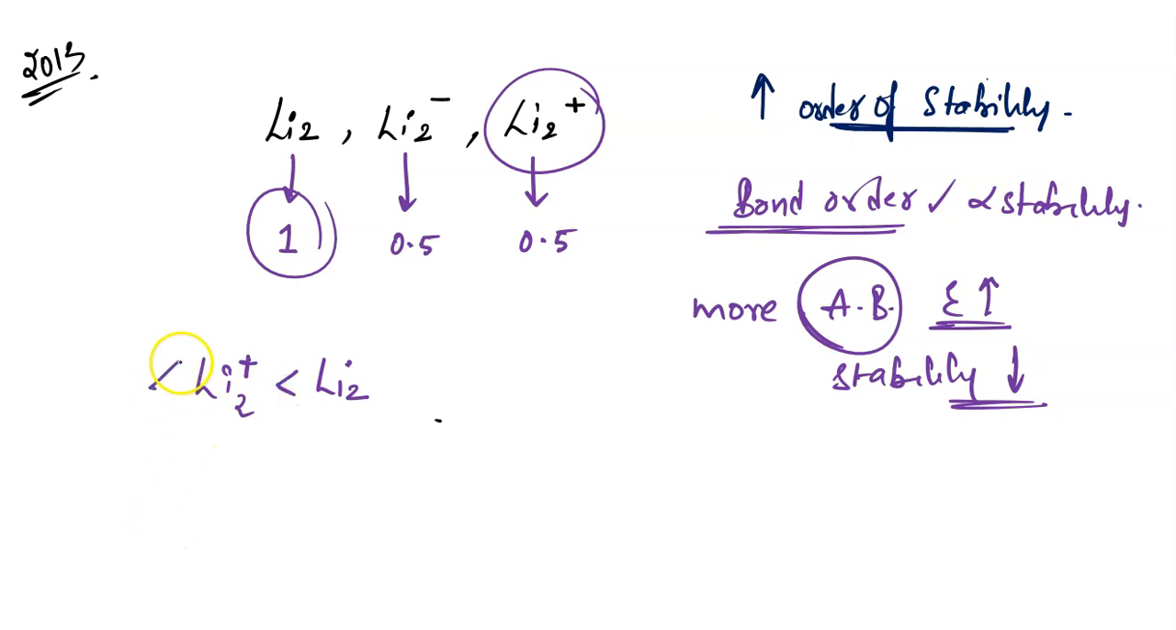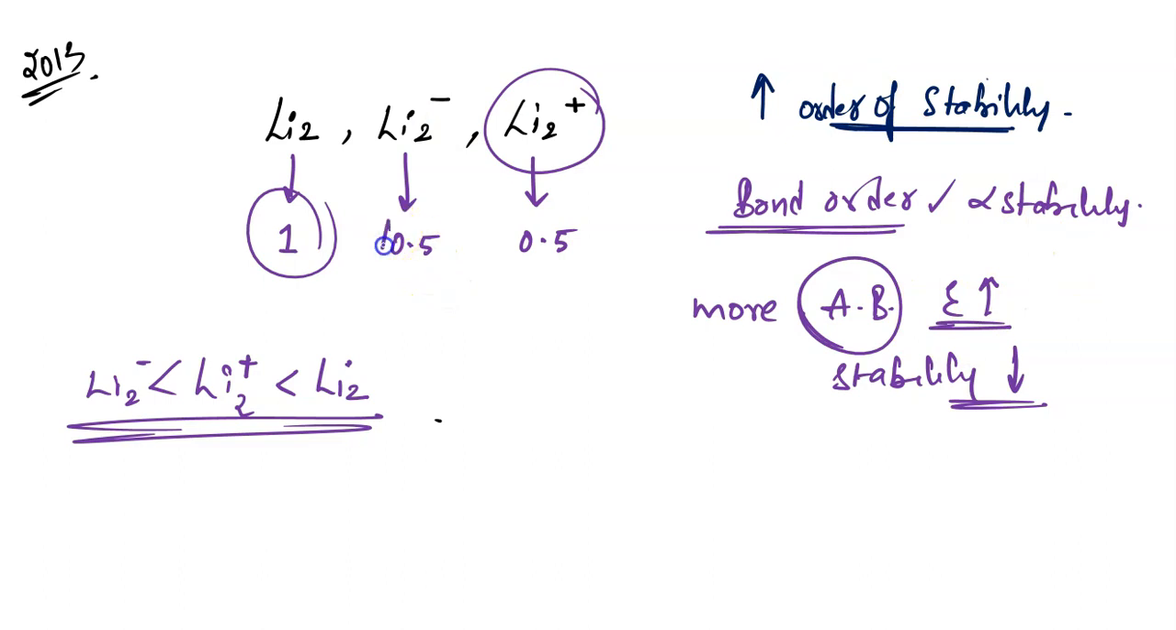Li2 plus, and now obviously Li2 minus is left. So this is the order of stability. I repeat, to calculate bond order you need a formula. The usual formula that you use is (Nb minus Na) by 2, but that takes a long time if you want to apply it. So use the shortcuts that I have taught you in one other video.